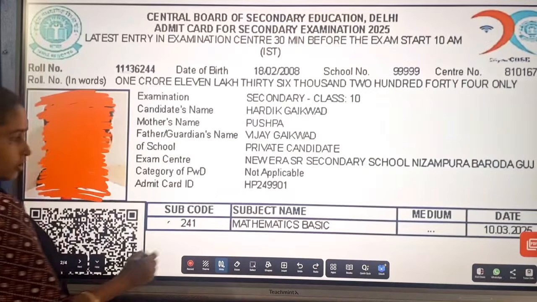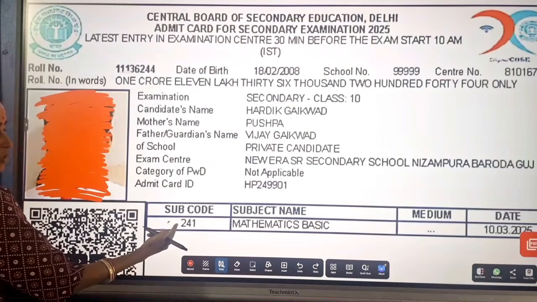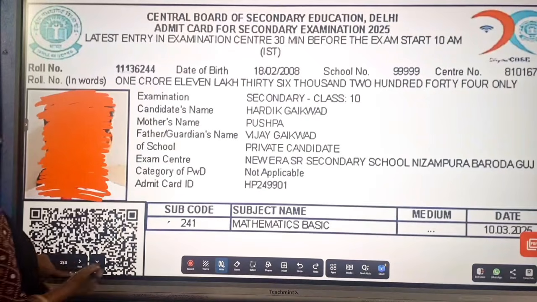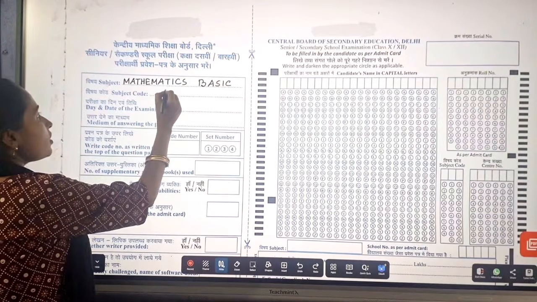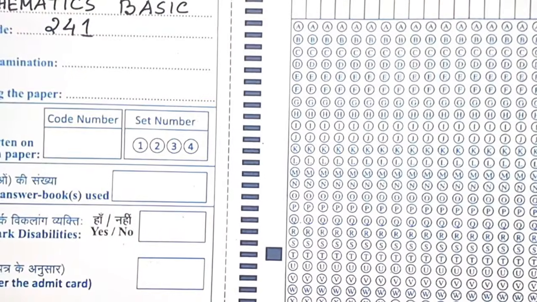Next is subject code. Subject code is also written in your admit card near the subject name. The basic subject code is 241. So we will write the subject code as 241.